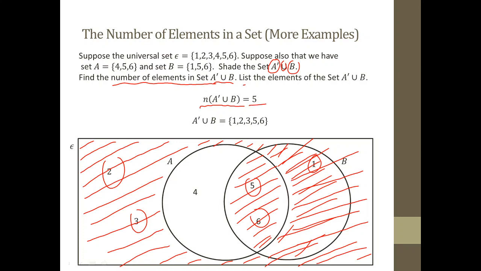And list the elements of the set A prime union B. So the set A prime union B equals curly braces, list down the elements. They are 1, 2, 3, 5, 6. Okay, so far so good. Let's move on.